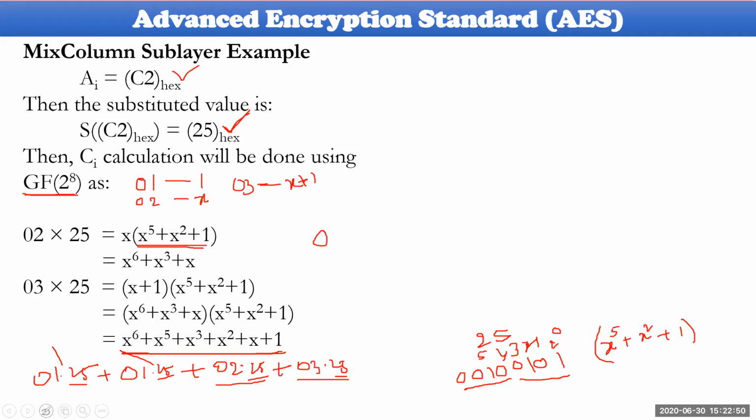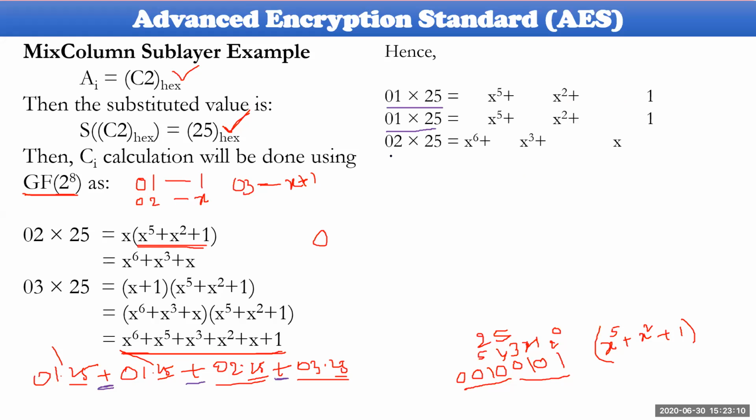Now we have to concentrate on operating the addition here. This is the first addition, second addition, and third addition. Let us add all these values here. Hence, 1 into 25 will be x power 5, x square, plus 1. Similarly, 1 into again 25, the same values. Similarly, 2 into 25, x power 6, there is no x power 5 as far as this particular expression is concerned. X cube is there actually. X square is also not there. Plus x is there, but plus 1 is also not there. 3 into 25 gives x power 6, x power 5, x cube, x square, and x plus 1 here.